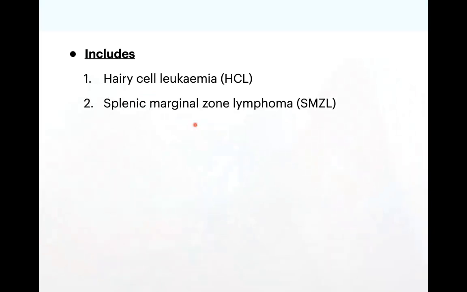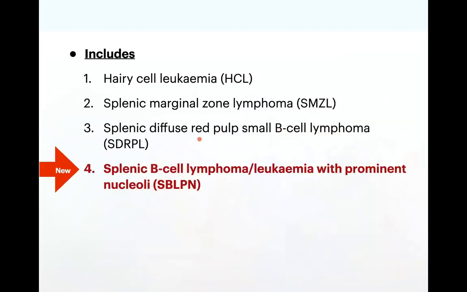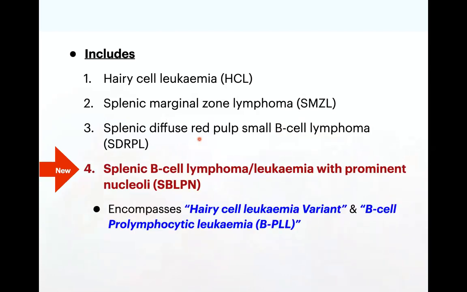So this category includes hairy cell leukemia. Second is splenic marginal zone lymphoma, and splenic diffuse red pulp small B-cell lymphoma. All these three entities have previously been in the 4th edition also. The new addition is splenic B-cell lymphoma leukemia with prominent nucleoli, and as I said, it encompasses hairy cell leukemia variant and B-cell pro-lymphocytic leukemia.